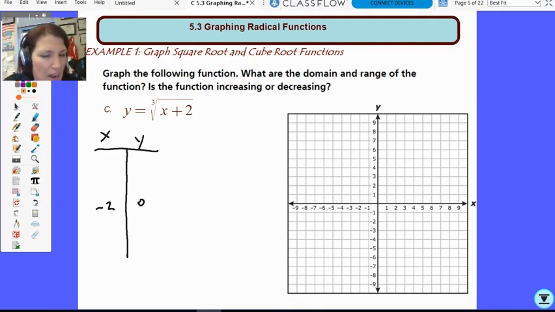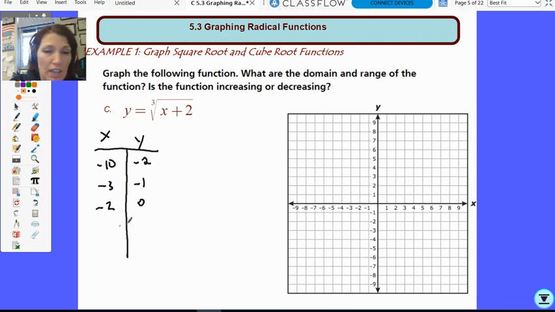Then I will also pick negative 3 on this end, because negative 3 plus 2 is negative 1, and I know I can take the cube root of negative 1, which is negative 1. I'll also pick negative 10, because negative 10 plus 2 is negative 8, and the cube root of negative 8 is negative 2.